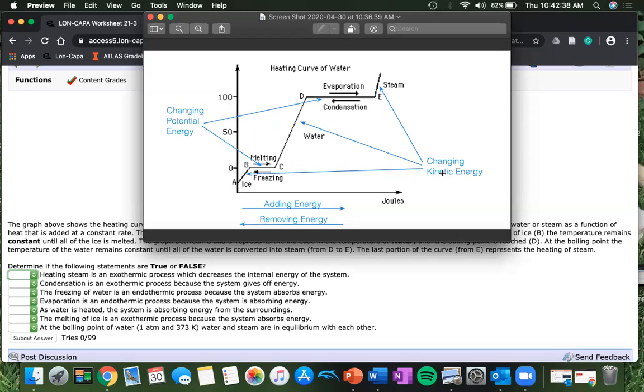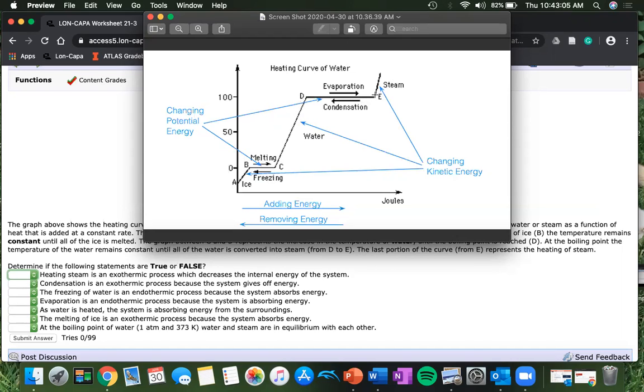In terms of the kinetic energy, if we warm that ice up, warm that water up, or warm that steam up, we're adding kinetic energy. And if we decrease the temperature of the steam, the water, or the ice, then we're removing kinetic energy. So if we're looking at these statements now, the first statement says that heating steam is an exothermic process which decreases the internal energy of the system.